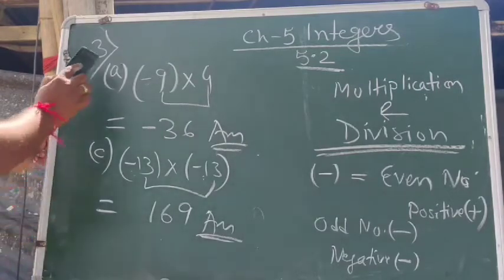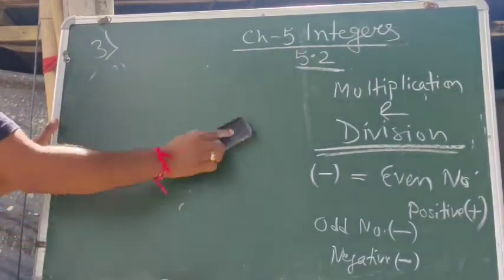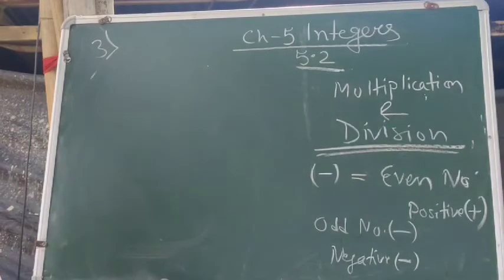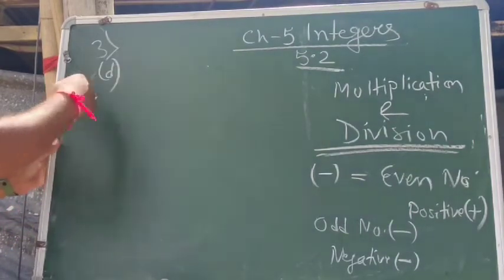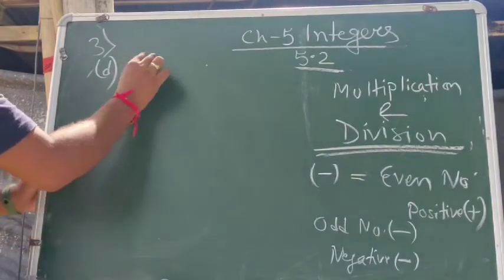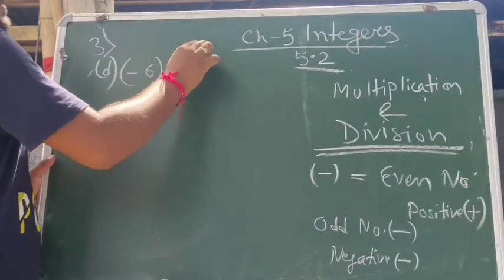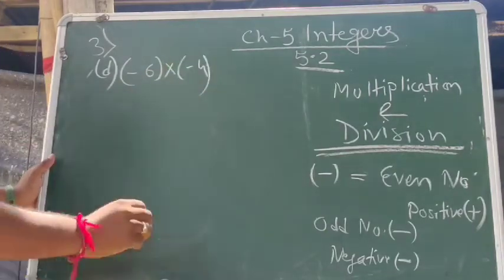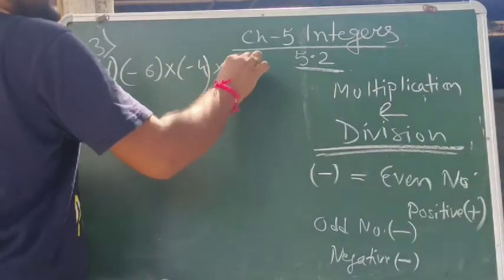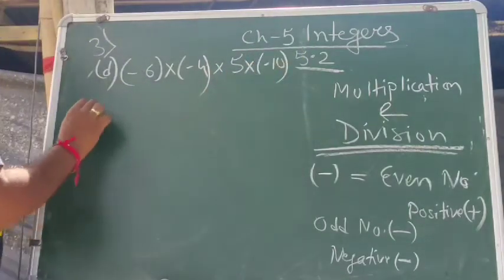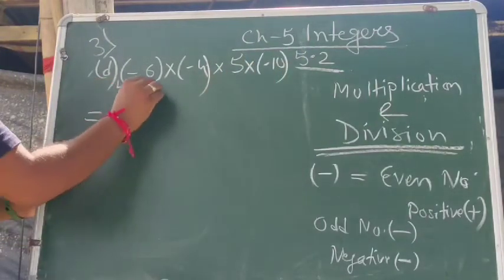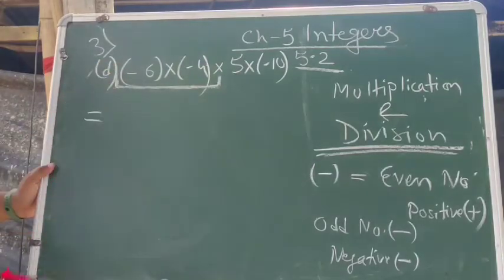Let us do another question. Number D. What is given in number D? Minus 6 into minus 4 into 5 into minus 10. So here in this question, what will you do? Let us first solve these two: minus 6 into minus 4.